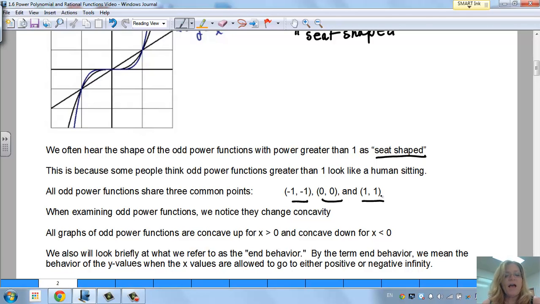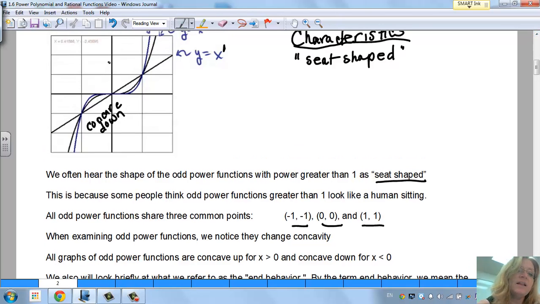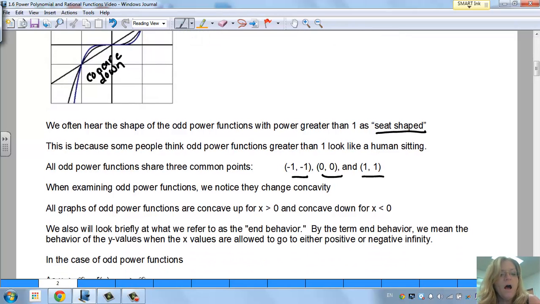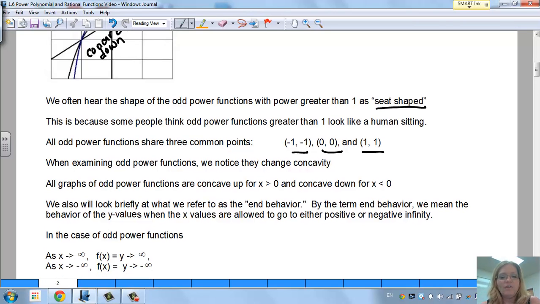When examining odd power functions, we notice they change concavity. See here how this part right here is concave down, like a frown. And let me go up a little. This is concave up, like a cup. So it changed concavity as it was going. All graphs of odd power functions are concave up for x greater than 0 and concave down for x less than 0. We will also look briefly at what we refer to as end behavior.